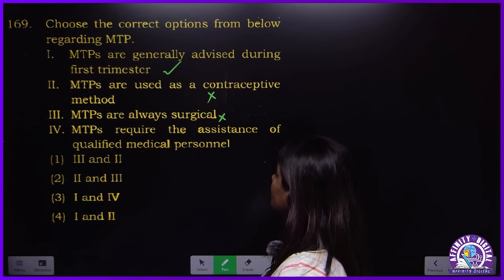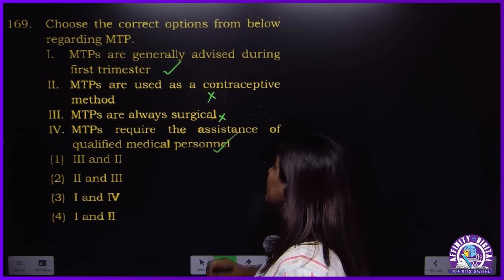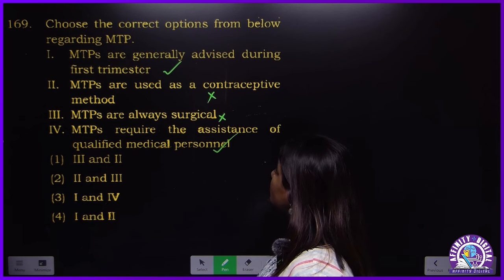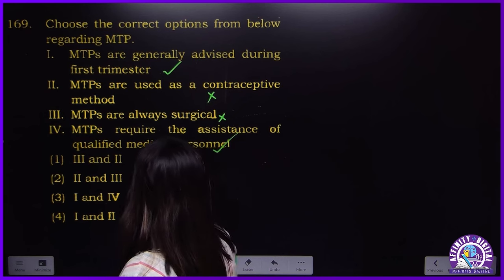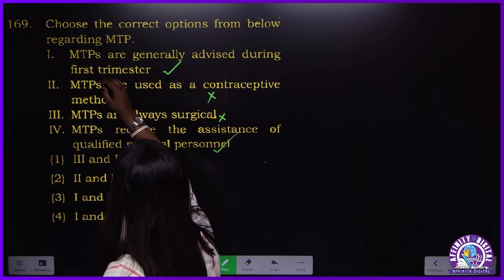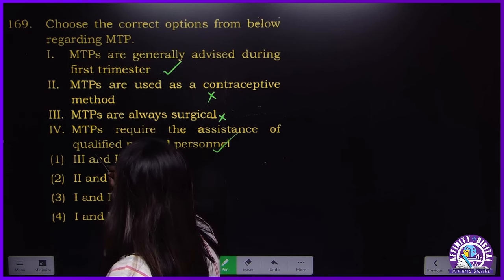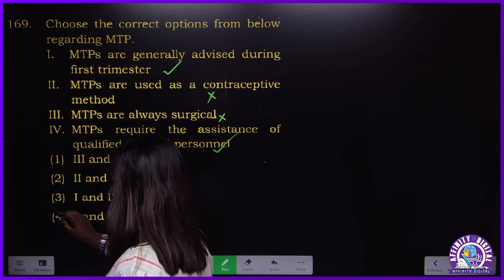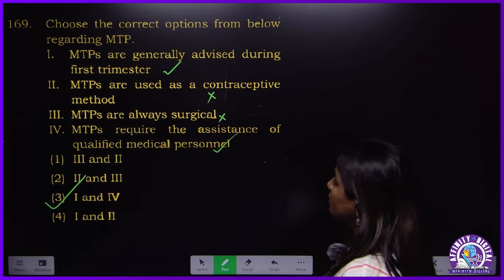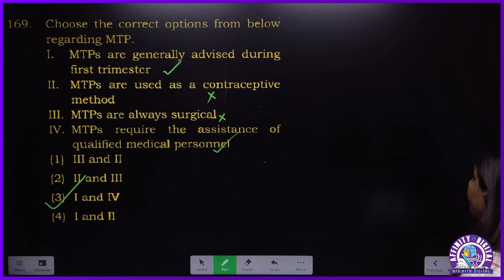MTP requires the assistance of qualified medical personnel. That is true, and we will go with option. Correct option दिया गया है. So 1 and 4 is our correct option. 1 and 4 is 3. Okay.